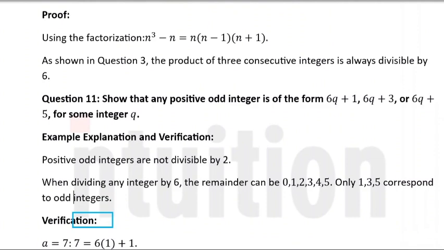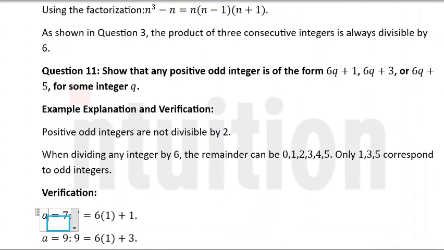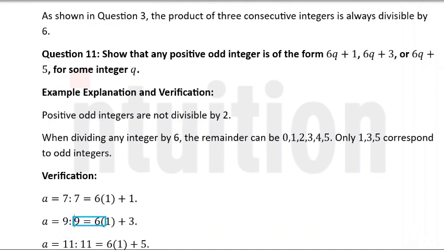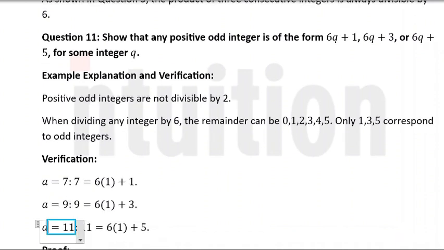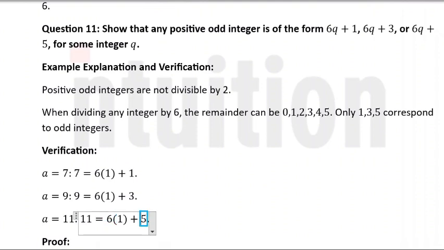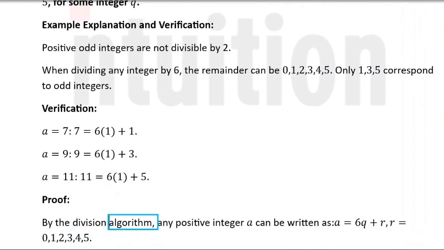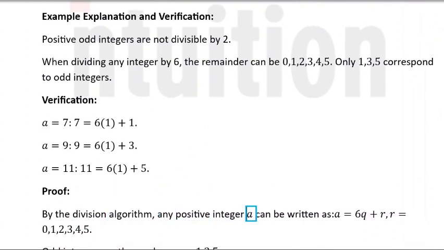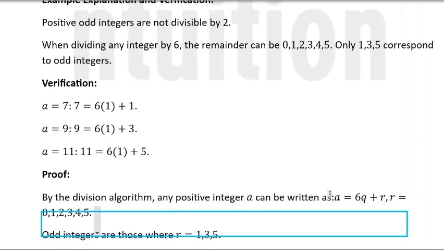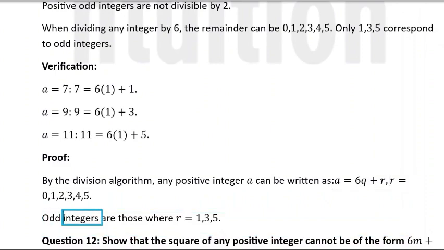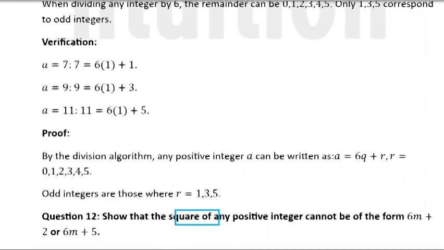Verification. A equals 7. 7 equals 6(1) plus 1. A equals 9. 9 equals 6(1) plus 3. A equals 11. 11 equals 6(1) plus 5. Proof. By the division algorithm, any positive integer a can be written as a equals 6q plus r, where r equals 0, 1, 2, 3, 4, 5. Odd integers are those where r equals 1, 3, 5.